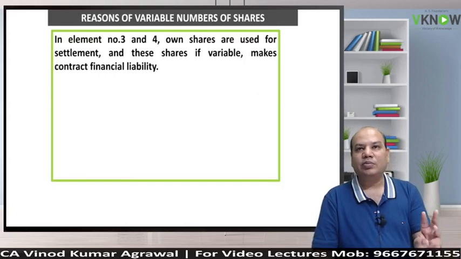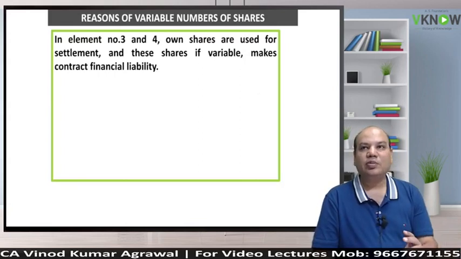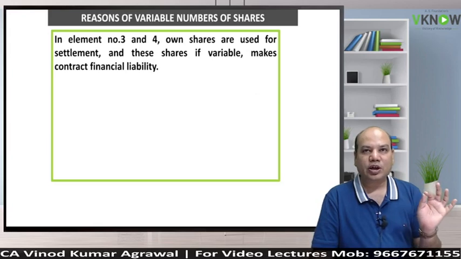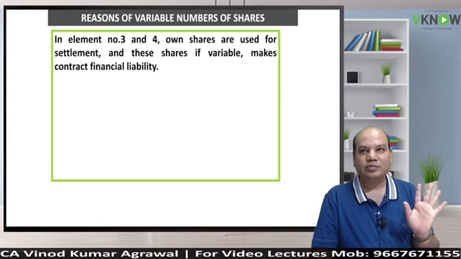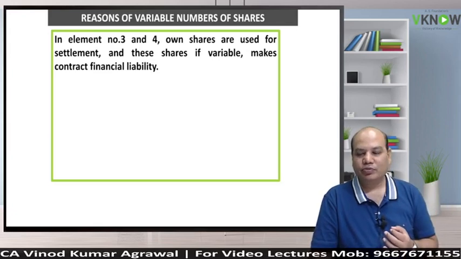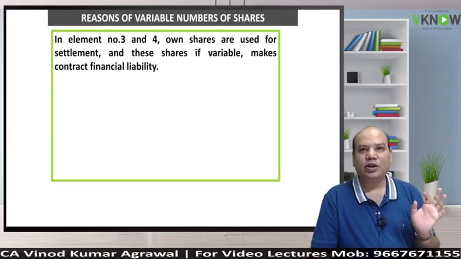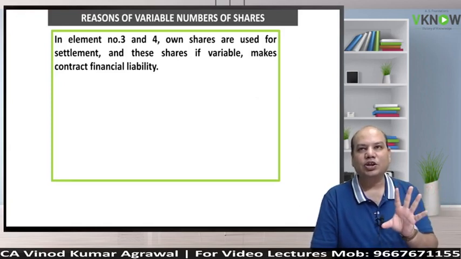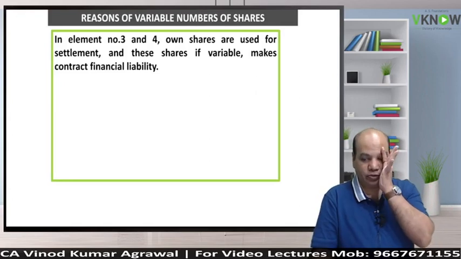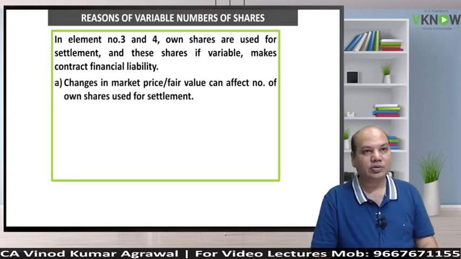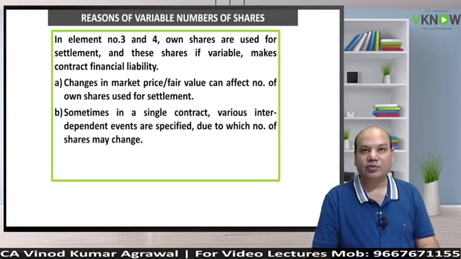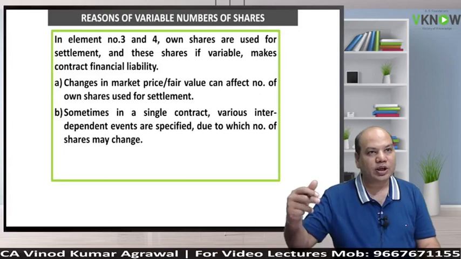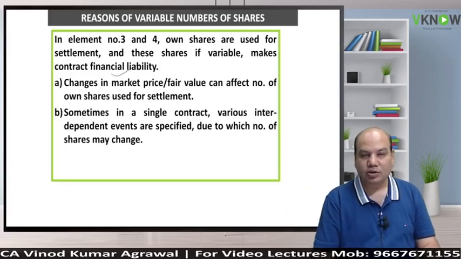Because in element number 3 and 4, what was element number 3? Remember, contract, non-derivative, settled in own shares, variable number of shares will be issued. And what was element number 4? Derivative contract, settled in own equity instrument other than fixed cash for fixed number of shares. So own shares are used for settlement. When own shares are used for settlement, and if the number of shares to be issued can vary, we will call it a financial liability.